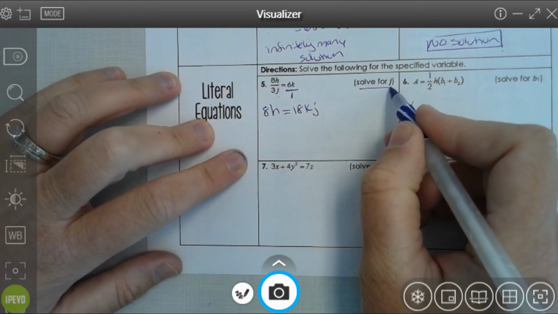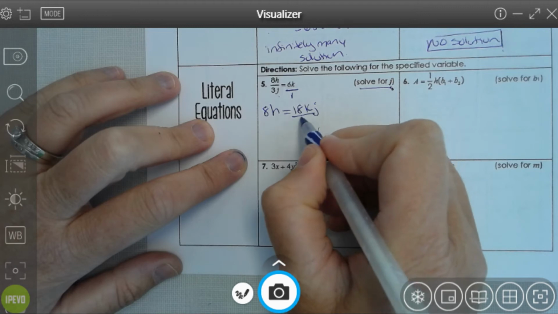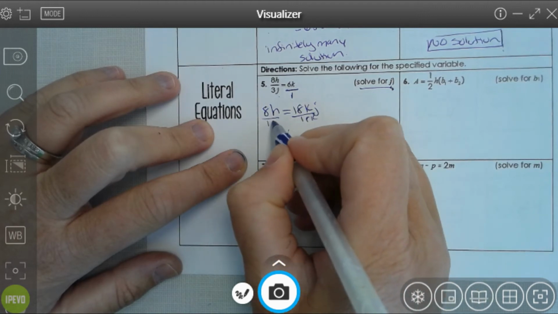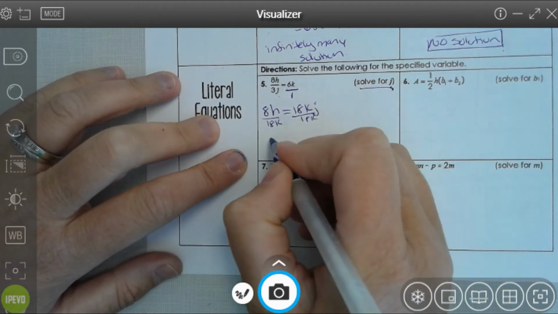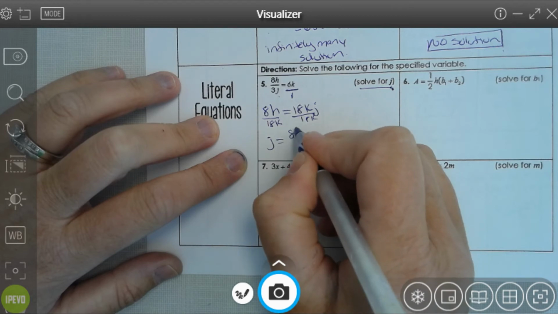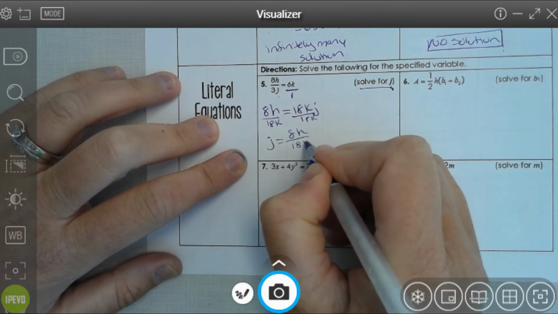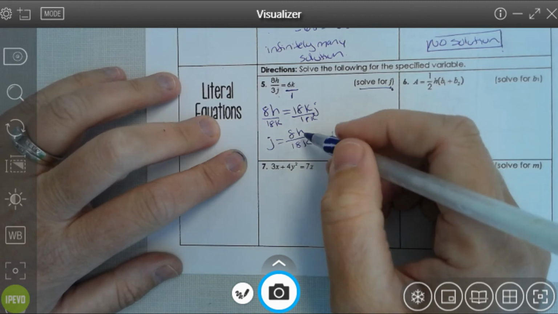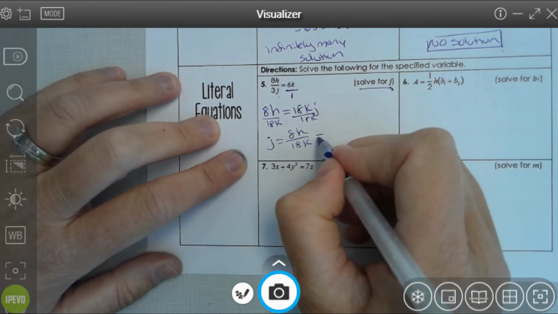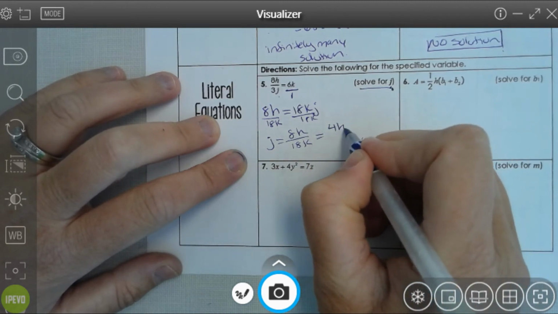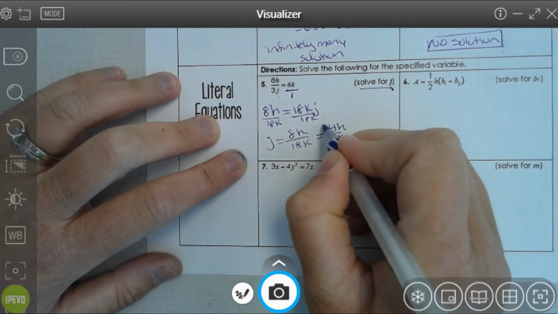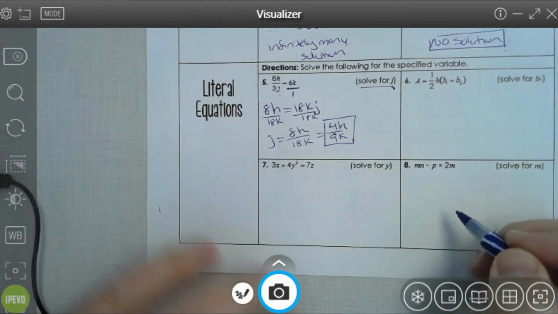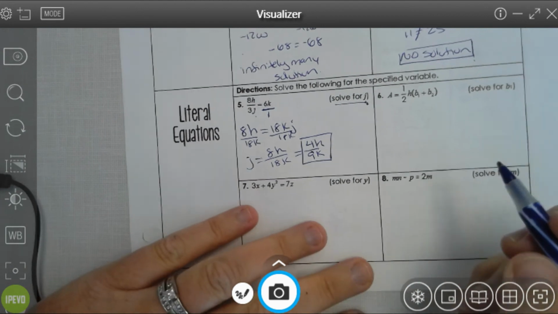And now it seems a lot easier to get j by itself because we just need to divide both sides by our 18k. So j would equal 8h over 18k, but you should reduce 8 over 18 since they're both divisible by, see if we do 2. So it's going to be, and this right here would be the reduced answer that we would want, the 4h over 9k.